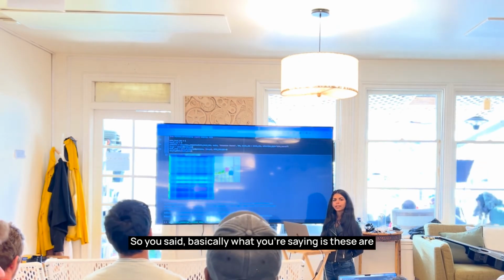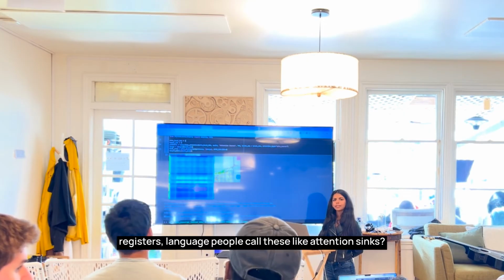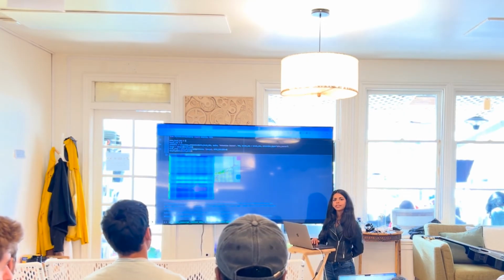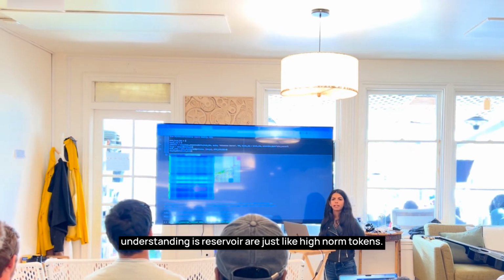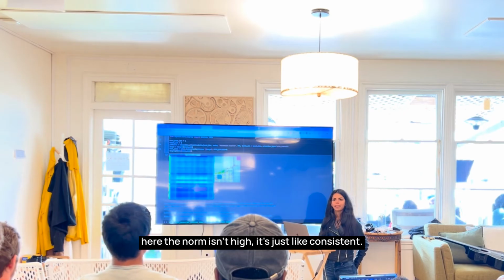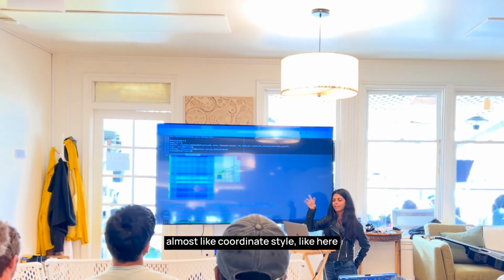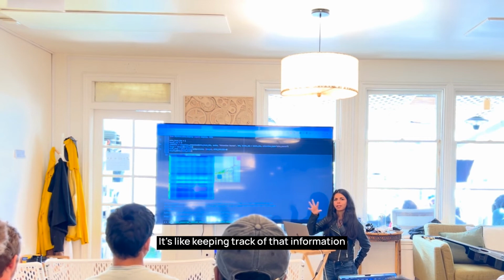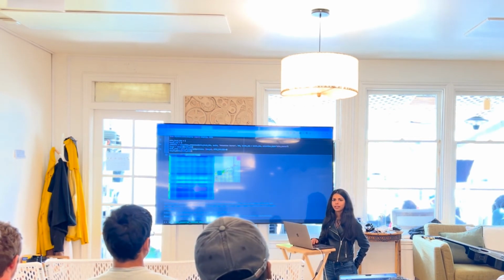So what you're saying is these are acting as, vision people call these registers, language people call these attention sinks? Yeah, I'm not sure if it's a register, because my understanding is registers are just high norm tokens. Here the norm isn't high, it's just consistent. It appears to be almost like triangulating, coordinate style. Like here are the corners, here are the midpoints.